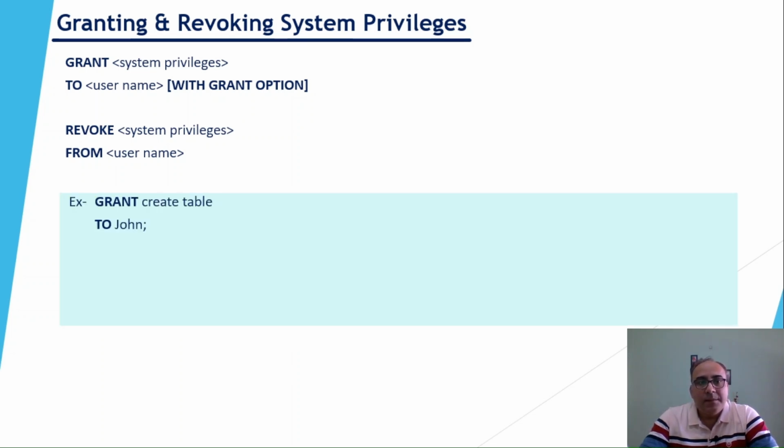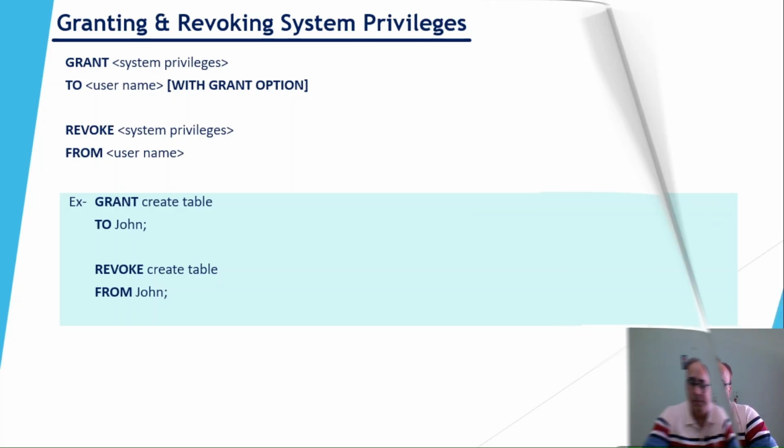Let's talk about some examples. Grant create table to John. This is giving create table access to user John. Revoke create table from John. This is revoking create table access from John.